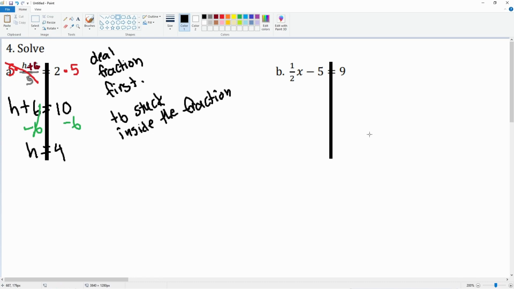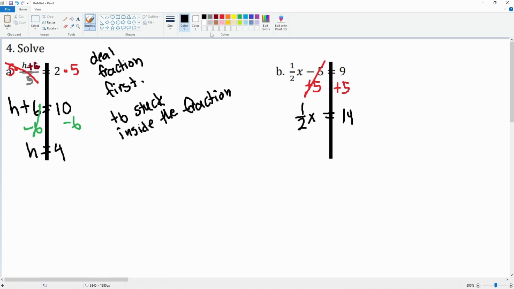Notice here, this negative 5 is not attached to any fraction. So we can just add 5 to both sides. You see, it's by itself. So negative 5 plus 5 will cancel. On the left hand side, you have a 1/2 x is equal to 9 plus 5.